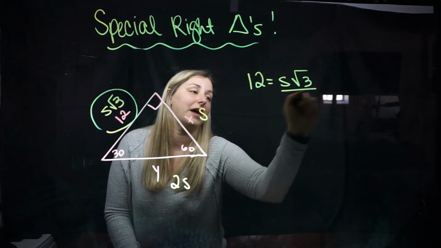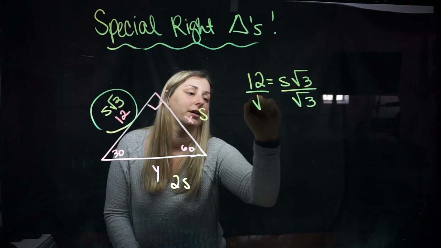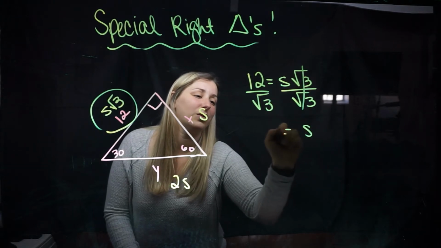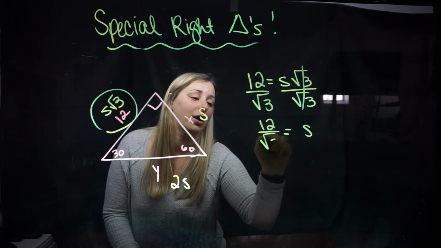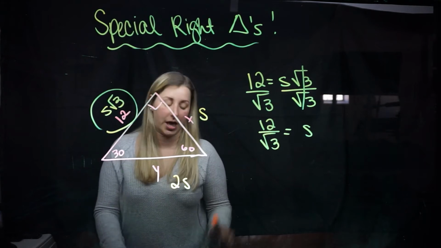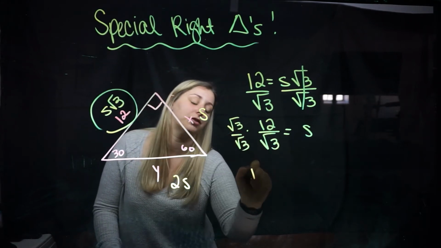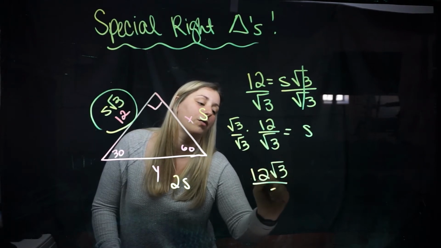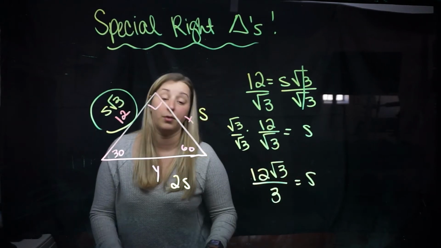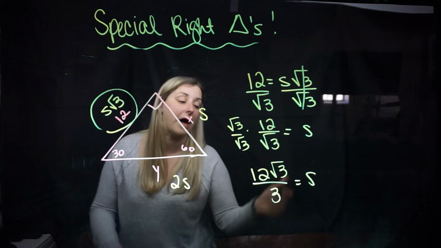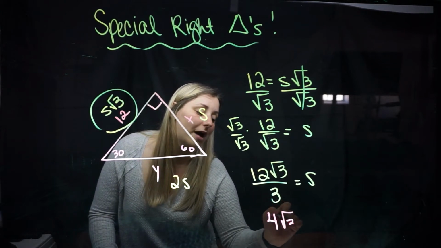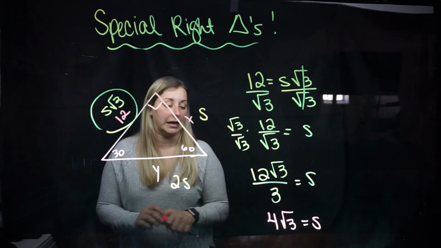Solving for S, we're dividing by that rad 3. S is equal to 12 over rad 3. But remember, you do have to rationalize. So you're multiplying by rad 3 over rad 3. And when you multiply across, you've got 12 rad 3 over 3. And that's equal to your side length. But remember, one more step, you do have to simplify. We have 4 rad 3. And that's equal to your side length S.